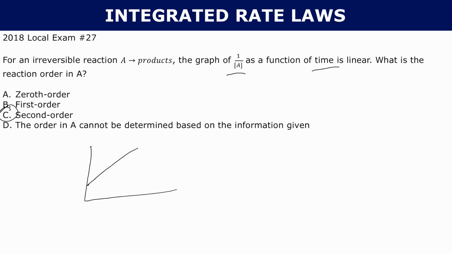This would be the reciprocal of your initial concentration. The slope would be k. And of course, on the x-axis, you have time. So if you see the reciprocal with respect to time, that's second order. Natural log with respect to time, that's first order. And the concentration itself with respect to time is zero order. That's how you use the integrated rate laws to find your concentration of a given reactant at a certain time, of course, given your reaction order.